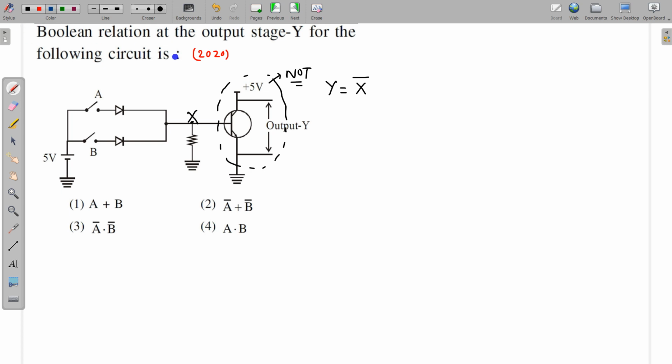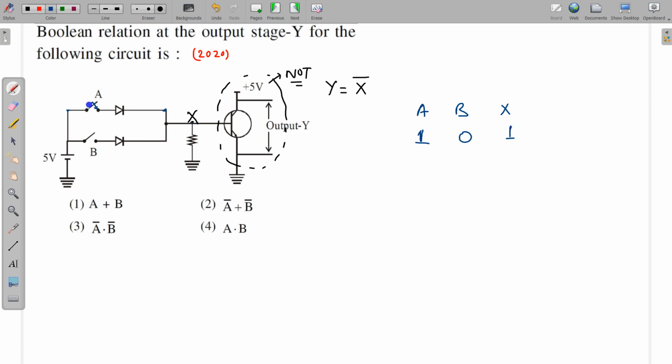So let us make a truth table with A, B and X, and in the truth table I am taking, let us suppose, this is 1 and this is 0. If A is 1, that means this is closed, and if this is closed, this will become 5, and this will be forward biased. If this is forward biased, this will be conducting, and this is 5 and this will also be 5 and this is 5. So obviously X is equal to 1, that means X is high.